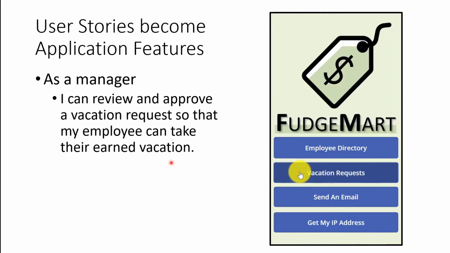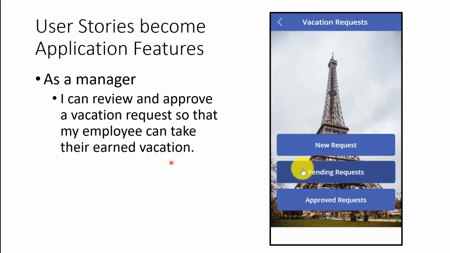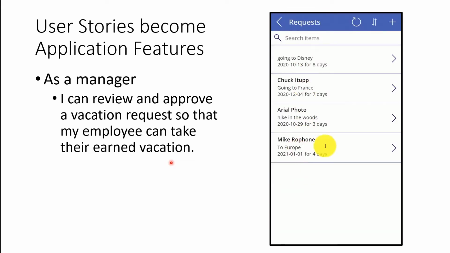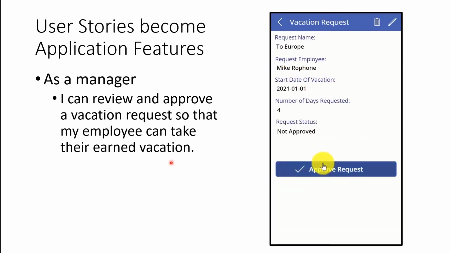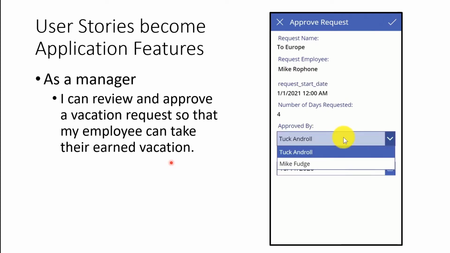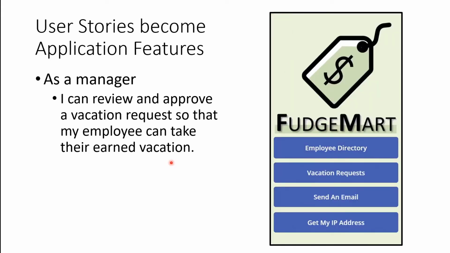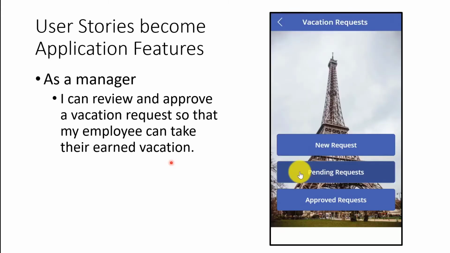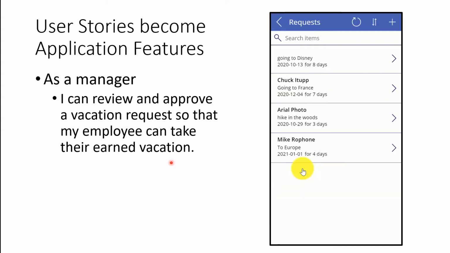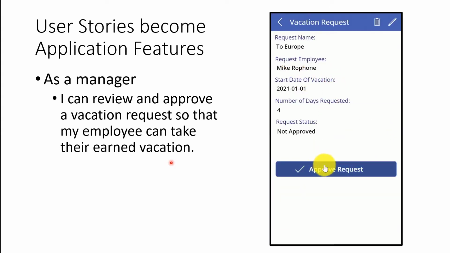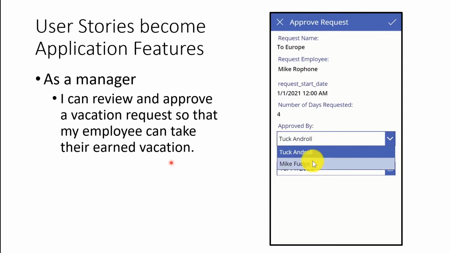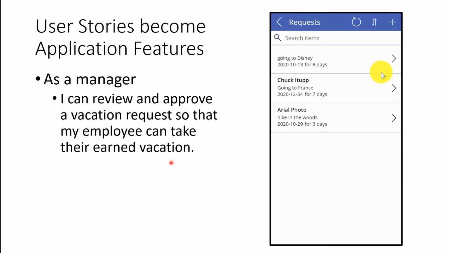So here's that same user story from the manager's perspective. Here's the manager's user story. They need to be able to go in and review the request that somebody made and approve it, right? So that they can give that person their earned vacation. So, for example, I would go in here, I'd click on vacation requests, and then I'd go to pending requests. Then I'd find microphone's request. There it is. I can review it and then hit approve if I want. And then who approved it? Me. Only the manager showed up in that list. And then I save the request.